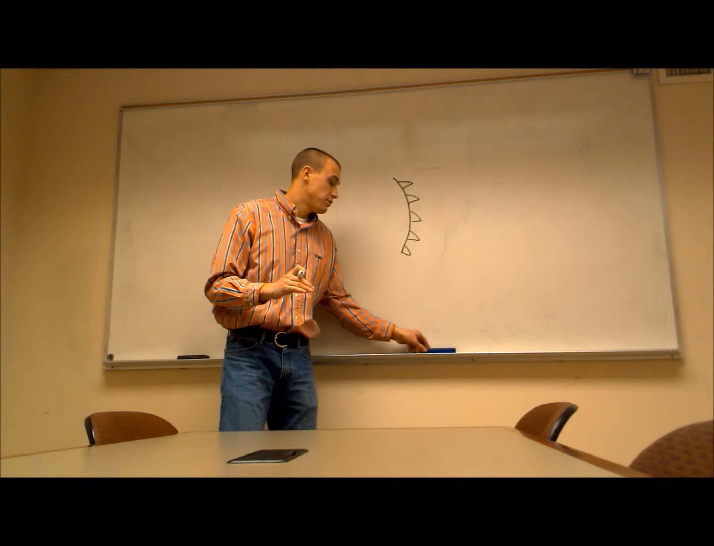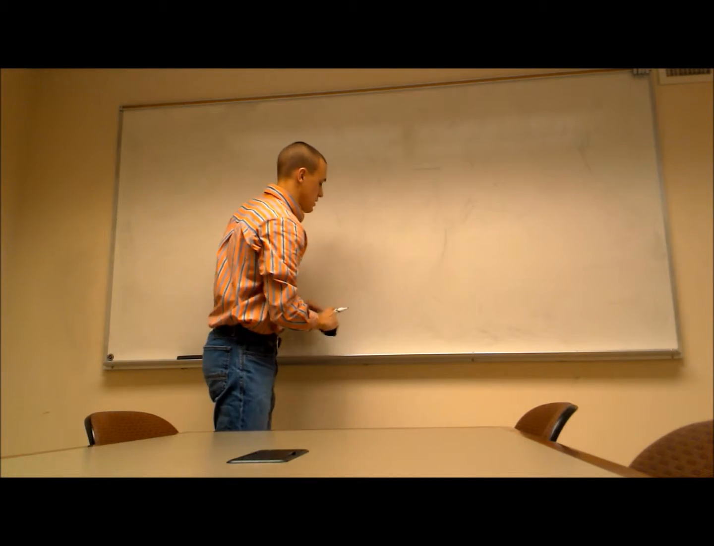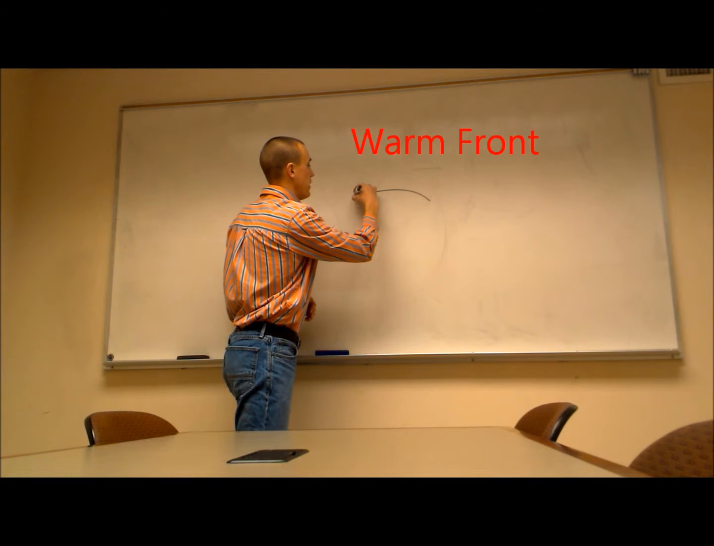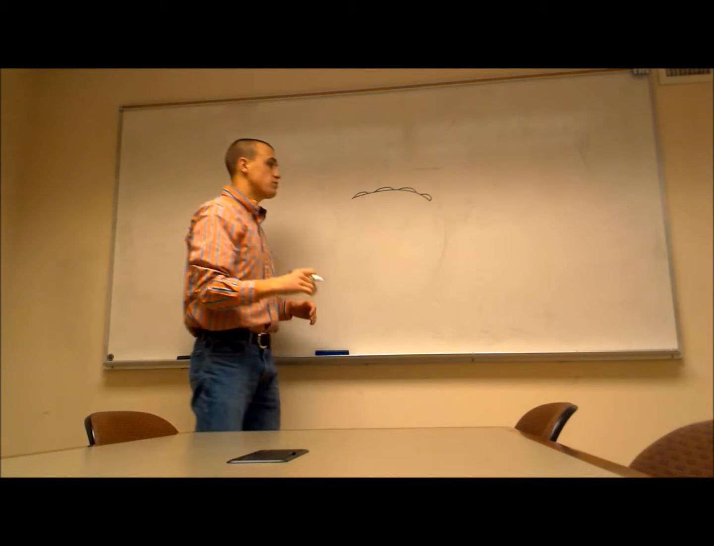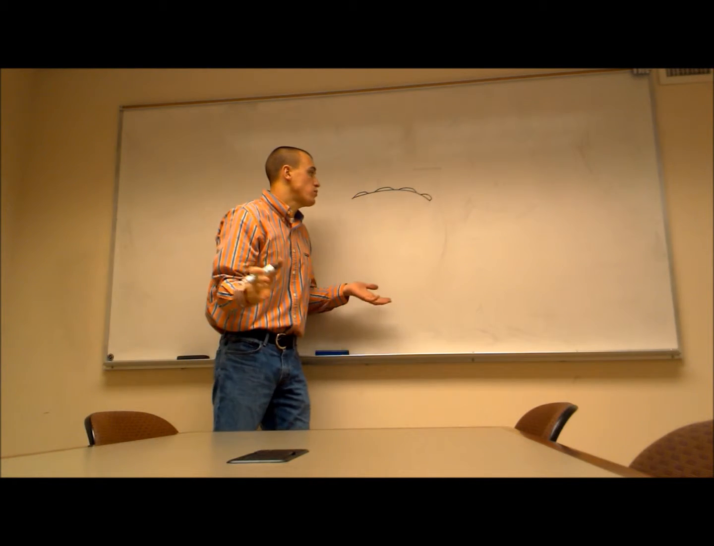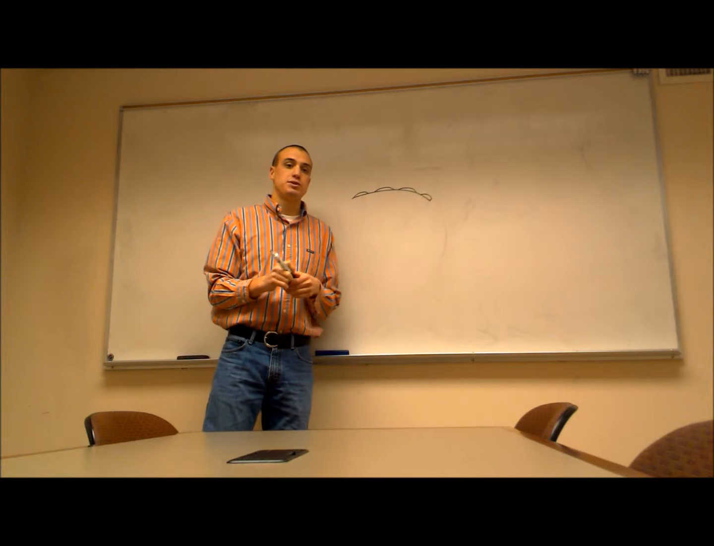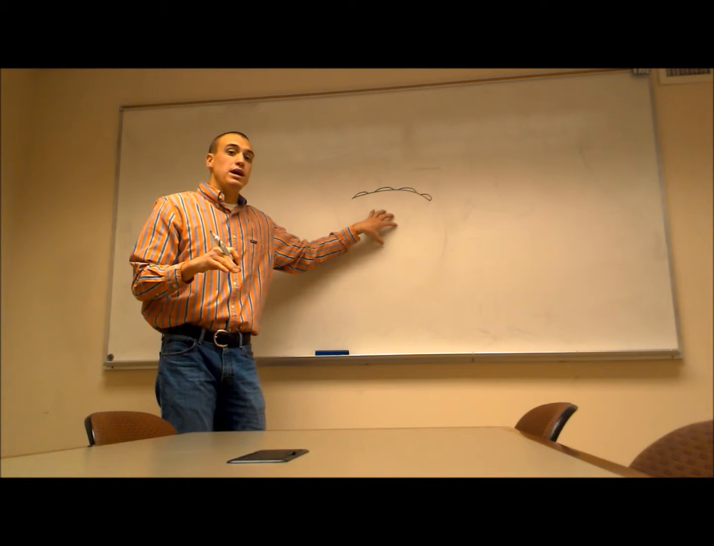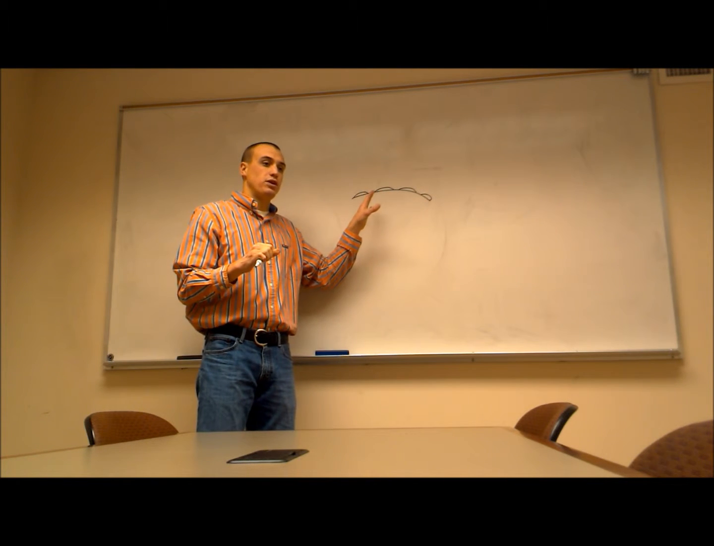The second type of front we're going to talk about is the warm front. The warm front is represented on the weather map by a red line with red semicircles. When a warm front moves through an area, it brings warmer than normal temperatures. Once again, the moisture content of this warm front is dependent upon where the air mass originated from.